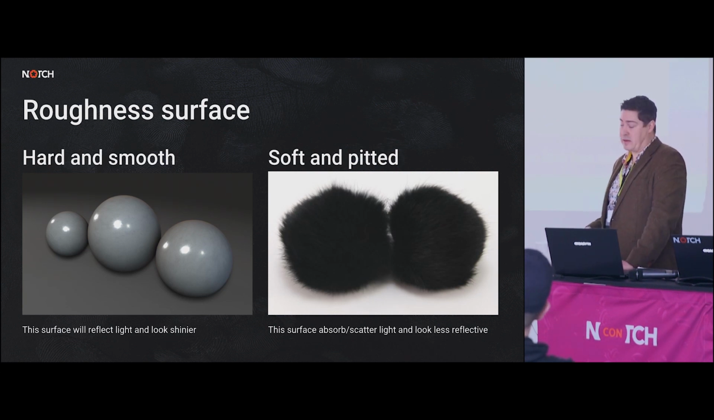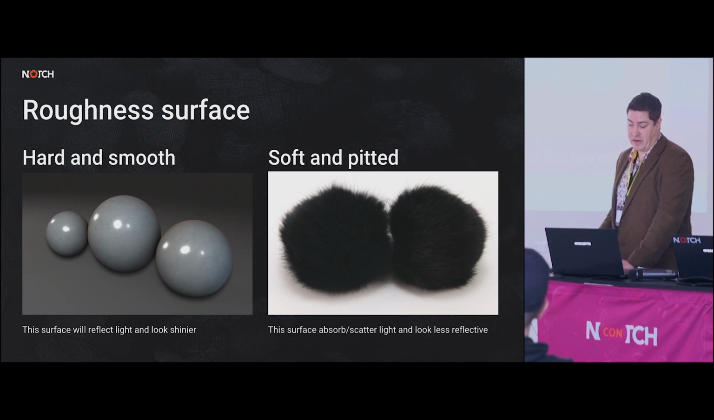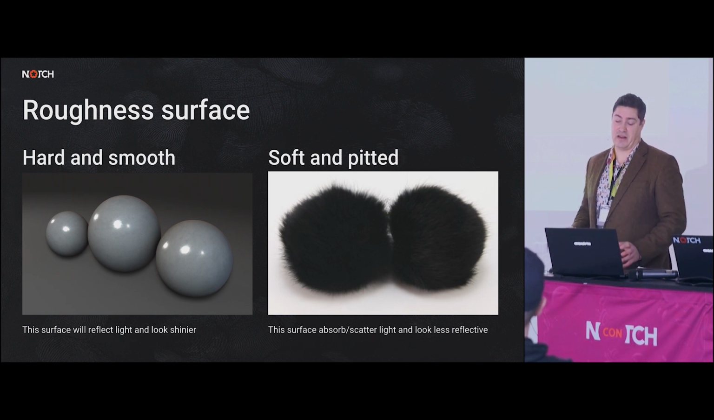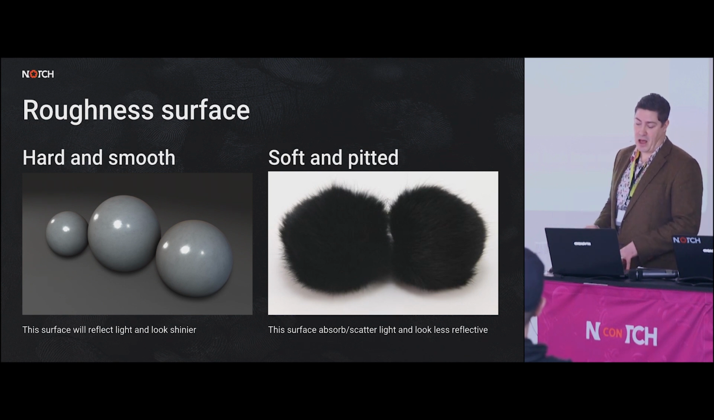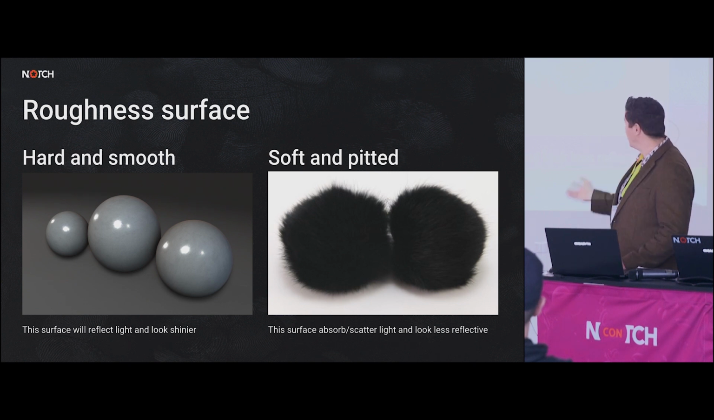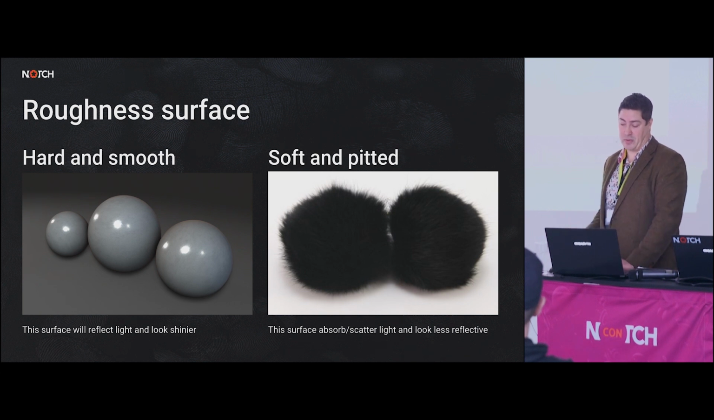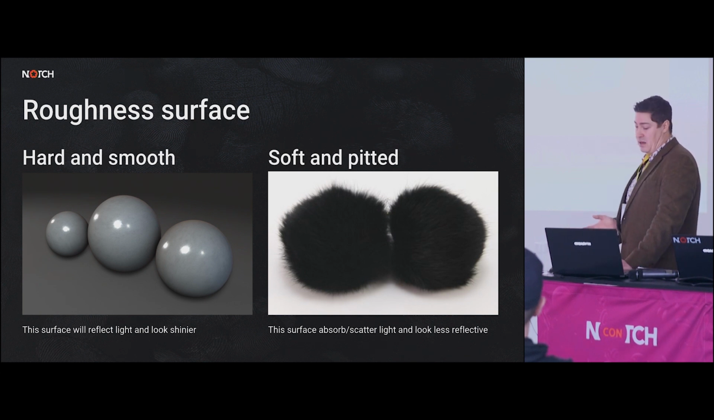So now we're going to look at roughness surface. The roughness of your material basically comes down to how hard, how smooth the surface is. A hard polished ball will reflect most of the light, making the surface look shiny. A soft furry ball, like the one on the right, will absorb most of the light. Thus, it will look less reflective.